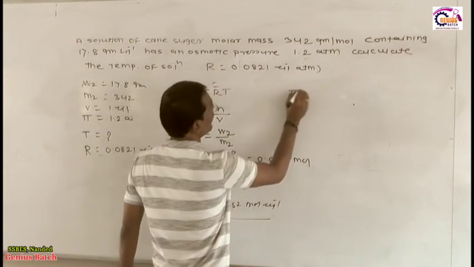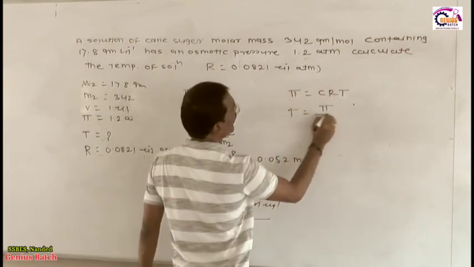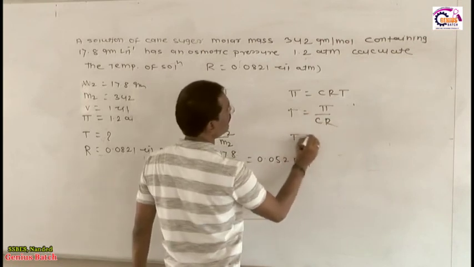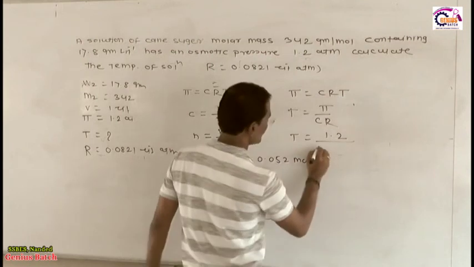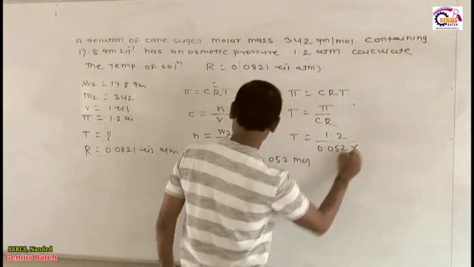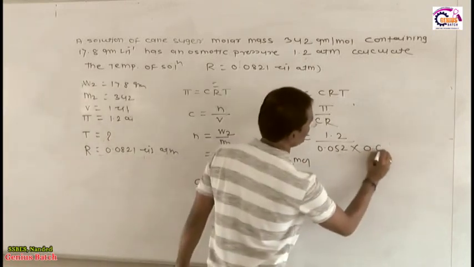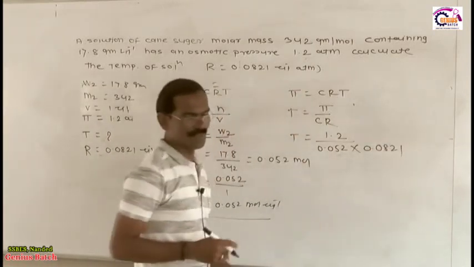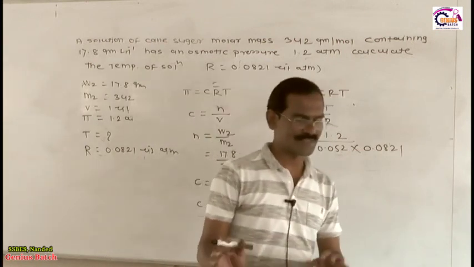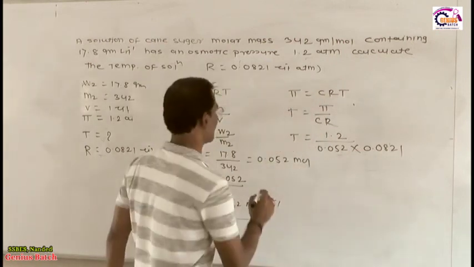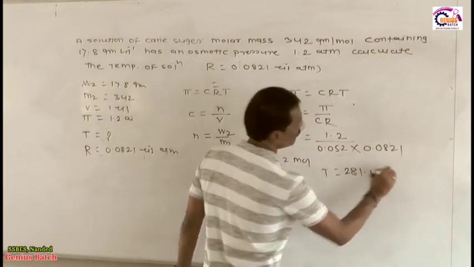Therefore pi is equal to CRT. Therefore T is equal to pi by CR. You know the value of pi, 1.2, divided by C which is 0.052, into R, which is given as 0.0821. By using this relation we successfully calculate the value. The answer is 281.4 Kelvin. Therefore T is equal to 281.4 Kelvin.